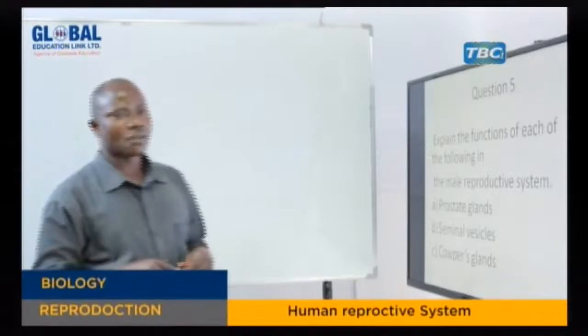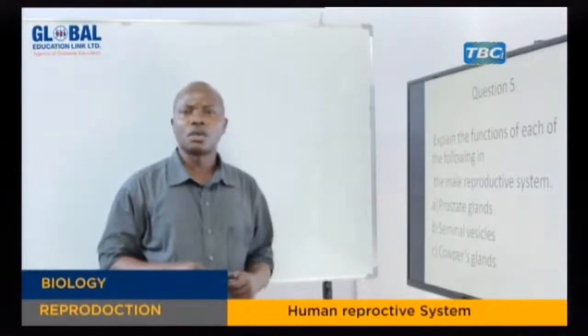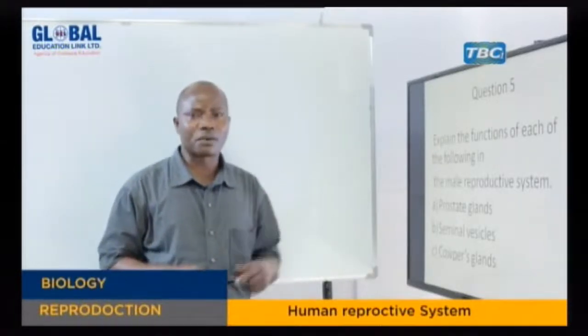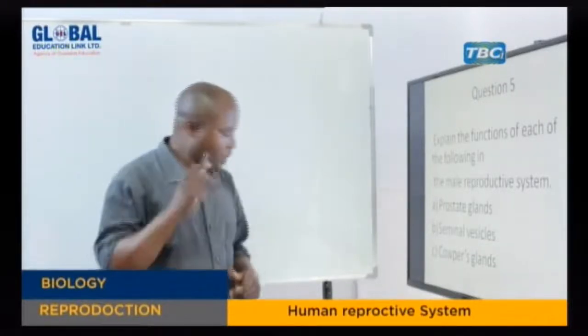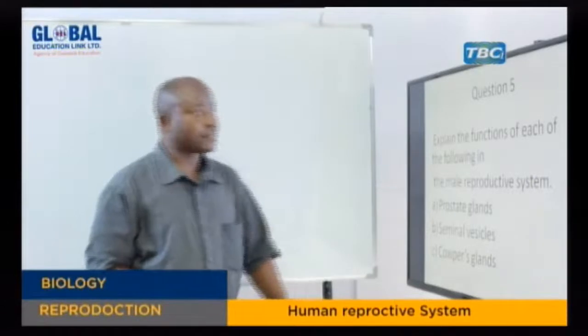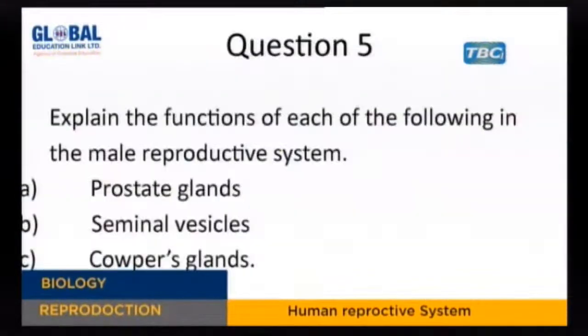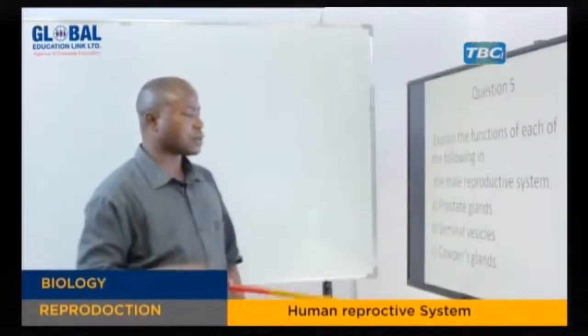After having done question number 1, question number 2, question number 3, and question number 4, let us see question number 5. The question reads as follows. Explain the functions of each of the following in the male reproductive system. A. Prostate gland. B. Seminal vesicle.